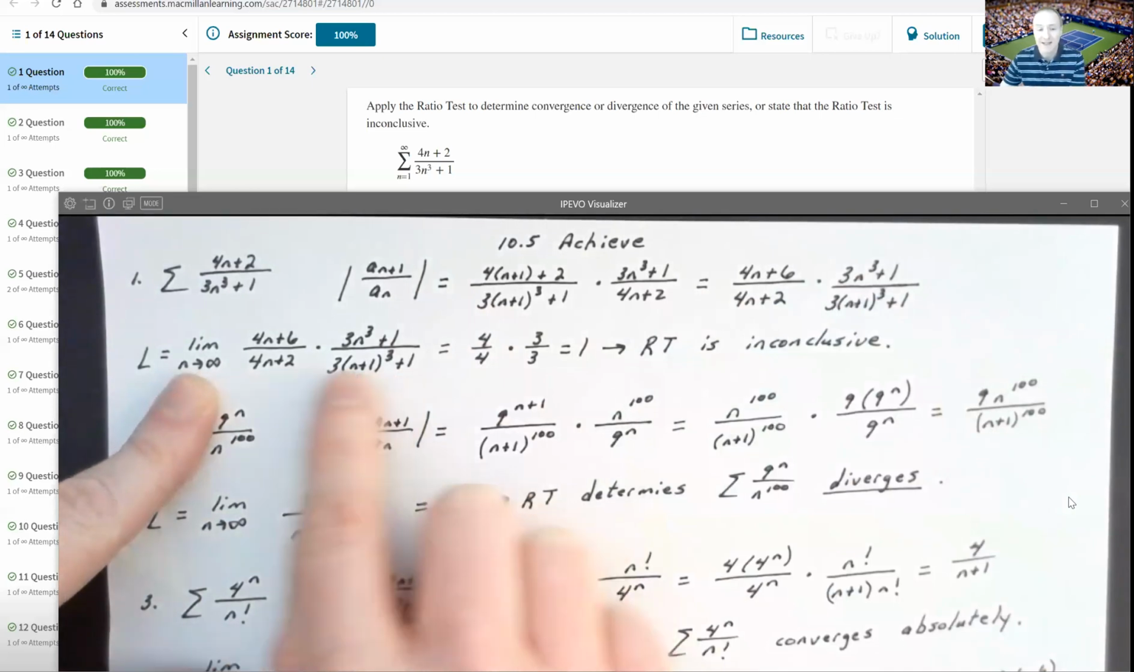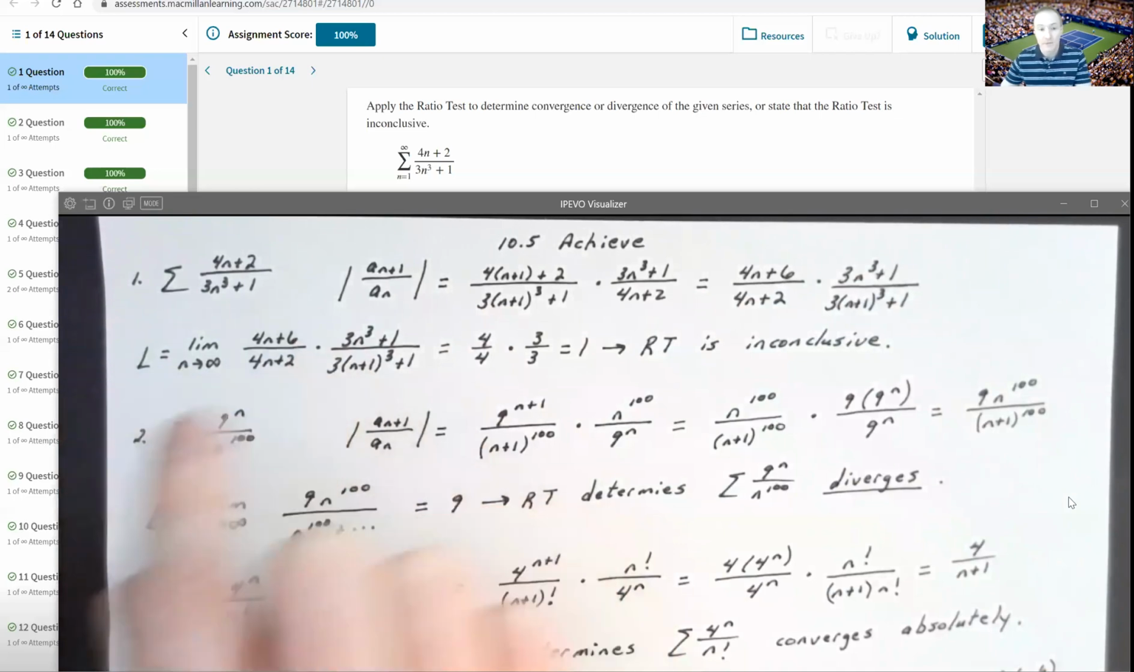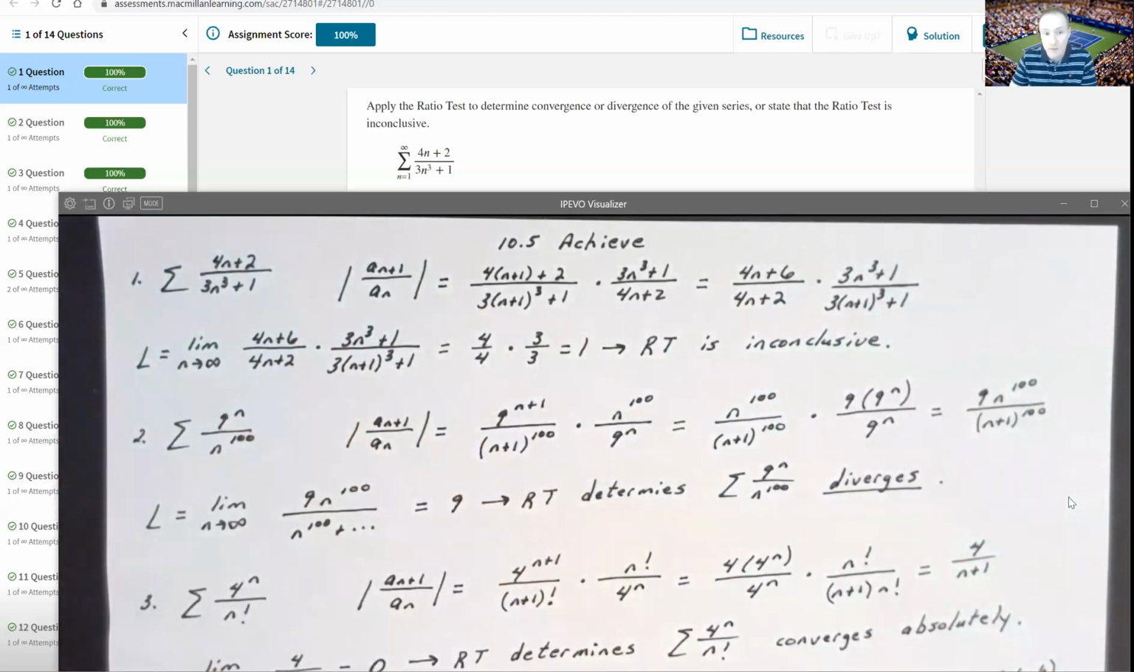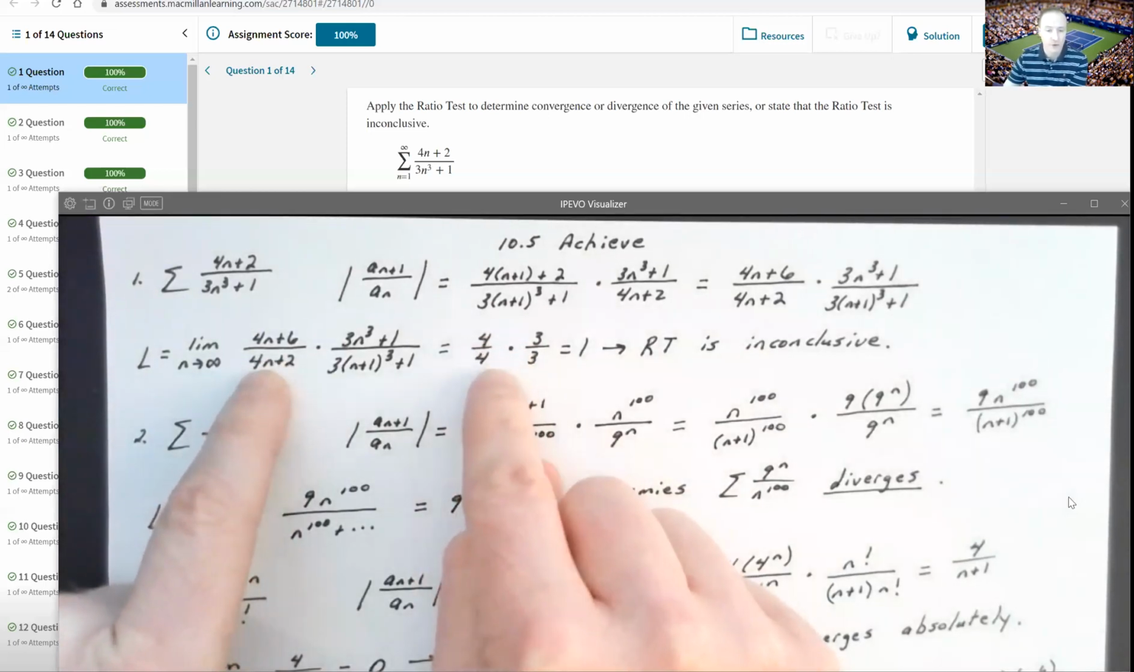Now, when I take the limit as n approaches infinity, I know anytime I have an expression that has a polynomial in the numerator and denominator, all I need to do is look and see if the degree of the numerator and denominator is the same, and if they are, then the limit is going to work out to whatever the leading coefficients are. And that's the same case in both of these two fractions. The first one, the leading coefficients are 4 over 4.